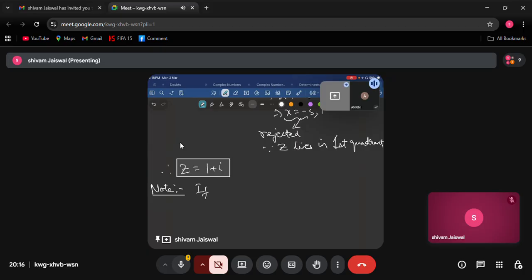Note, if amplitude of z was given as 3 pi by 4, then what should be the value of z? Then z is equal to, tell me. Can anyone tell me? Raise your hand. Raise your hand. Don't speak up in between. If amplitude of z is given as 3 pi by 4, then what is the value of z in this question? Somebody tell me, raise your hand.